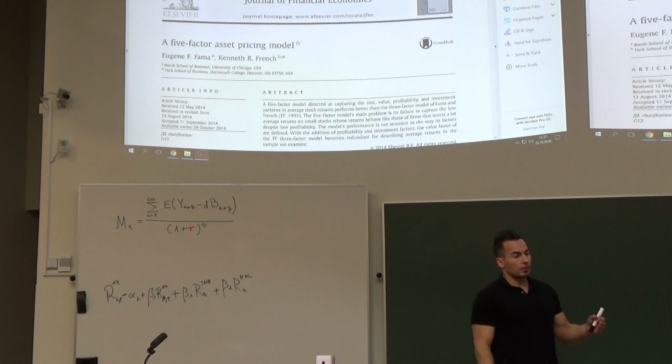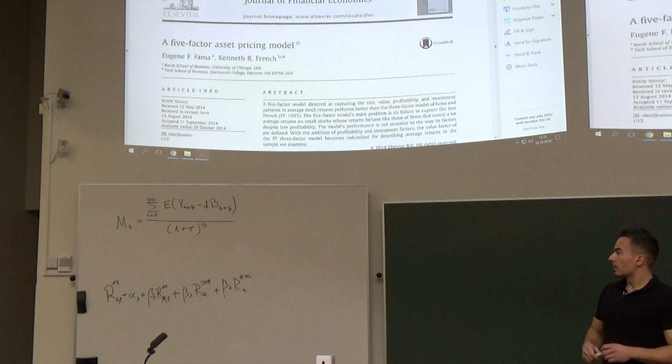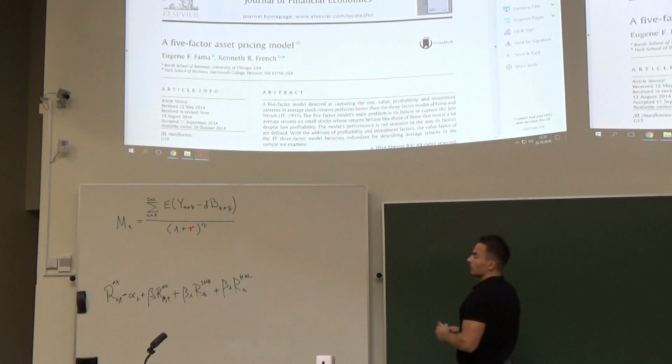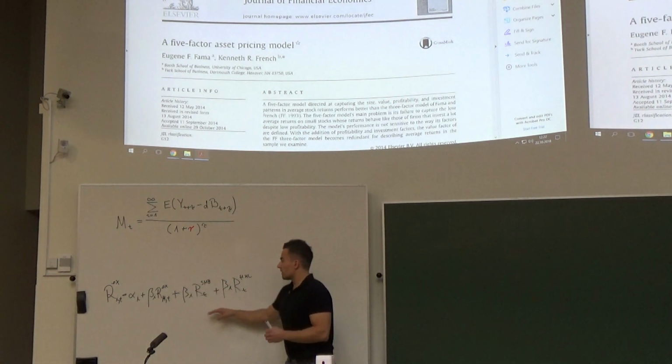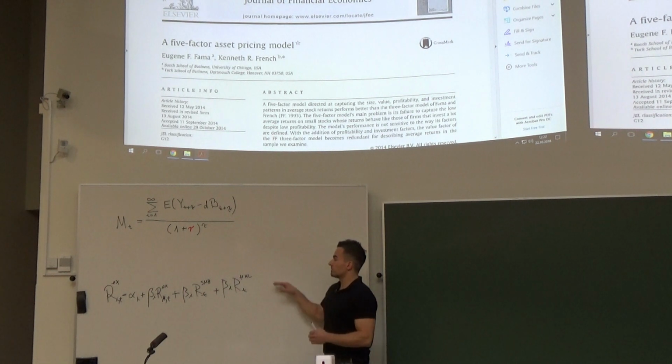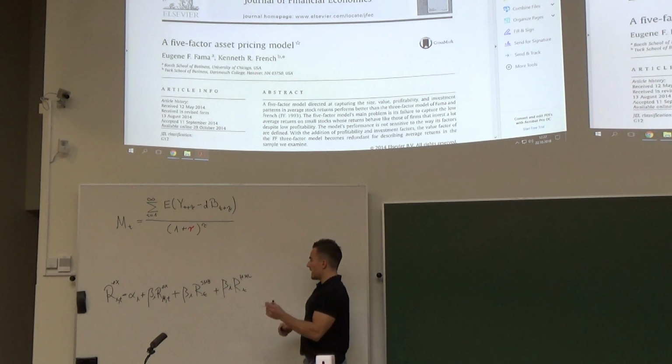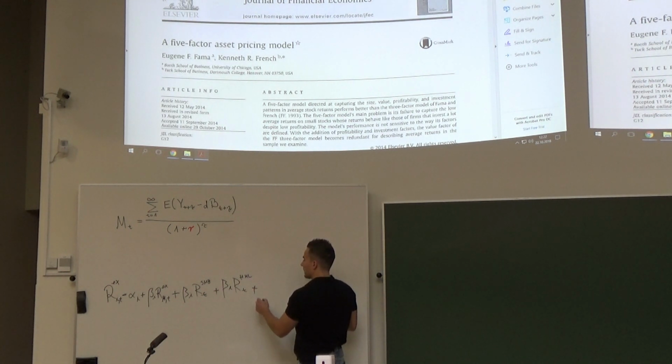Now the Fama and French five-factor model is built upon the earlier three-factor model, and they add 2 additional factors.